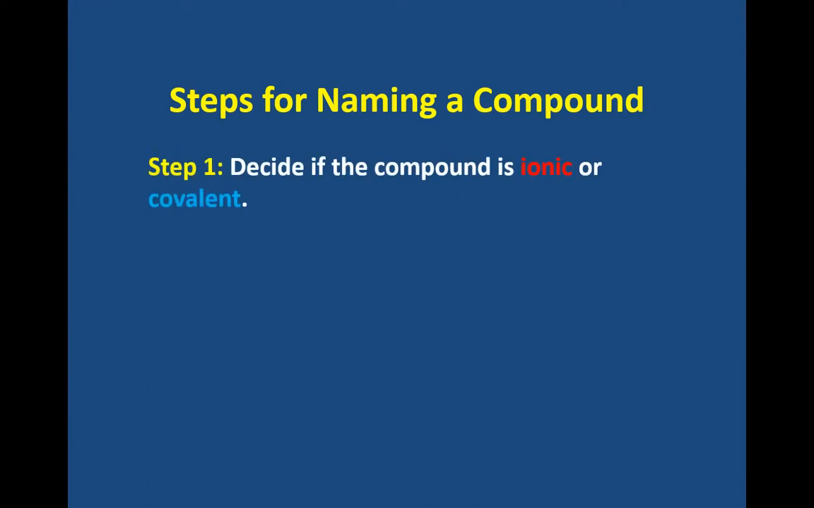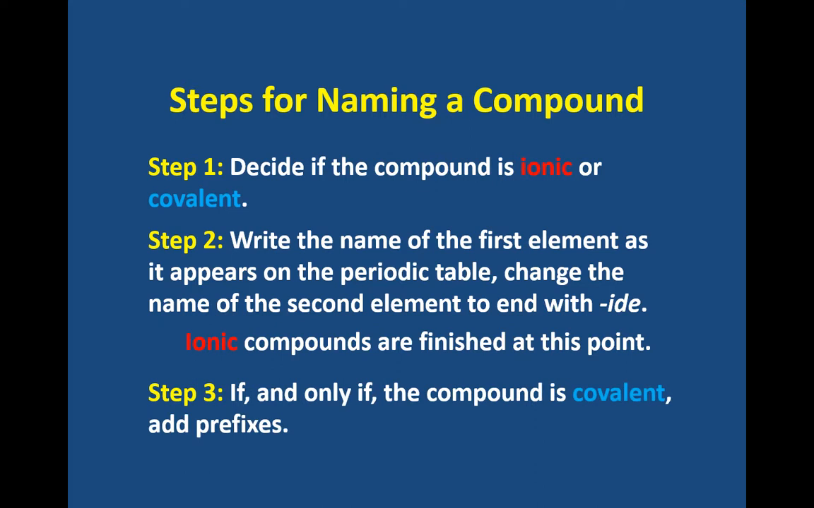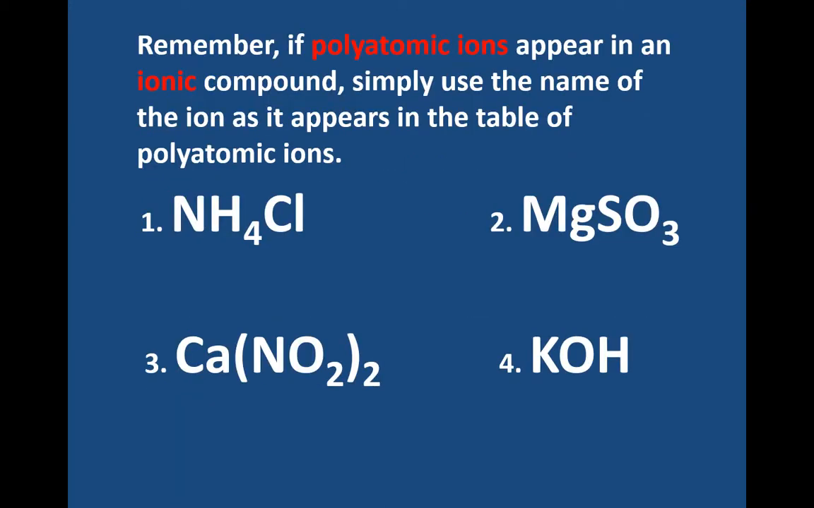First, decide if the compound is ionic or covalent. Step 2, write the name of the first element as it appears on the periodic table. Change the name of the second element to end with IDE. Yeah, so ionic compounds are finished at this point. If and only if the compound is covalent, add prefixes. So remember, if a polyatomic ion appears in an ionic compound, simply use the name of the ion as it appears in the table of polyatomic ions.